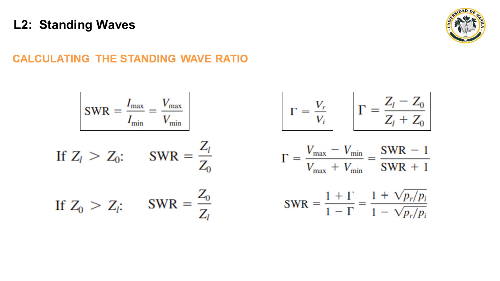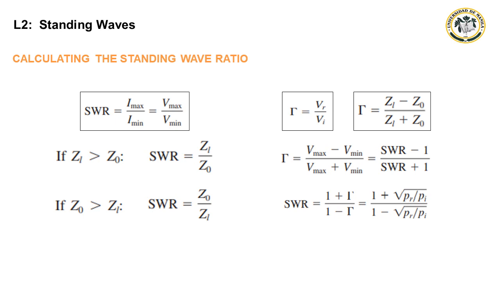And since the standing wave is really the composite of the original incident wave added to the reflected wave, the standing wave ratio can also be defined in terms of those waves. The ratio of the reflected voltage wave to the incident voltage wave is called the reflection coefficient. The standing wave ratio is obtained from the reflection coefficient according to the equation shown.